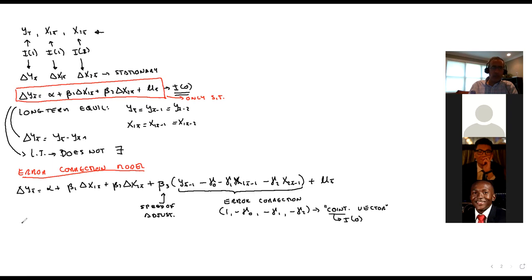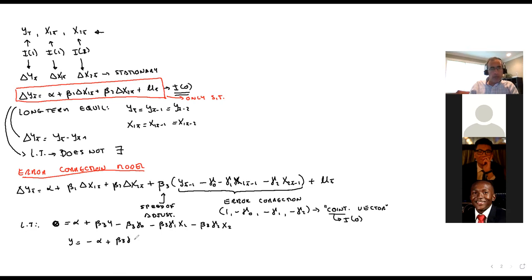So let's first take a look at the long-term equilibrium. What is the long-term equilibrium in this model? This part here disappears. The constant can stay there if you want. This disappears, this disappears. At the end of the day, I end up having this part here. So 0 is going to be equal to alpha plus beta 3 y minus beta 3 gamma 0 minus beta 3 gamma 1 x1 minus beta 3 gamma 2 x2. Do you agree, guys? And then from here you can remove y. So y is going to be equal to minus alpha plus beta 3 gamma 0 plus beta 3 gamma 1 x1 plus beta 3 gamma 2 x2. So this is my long-term relationship, guys.